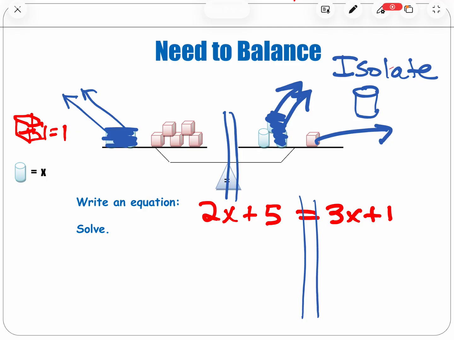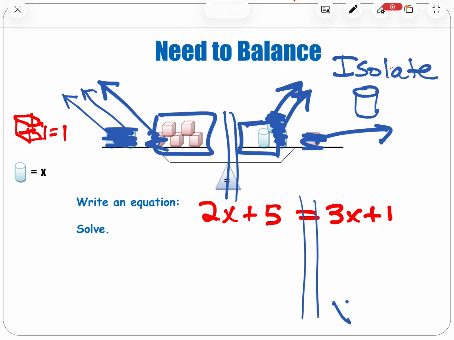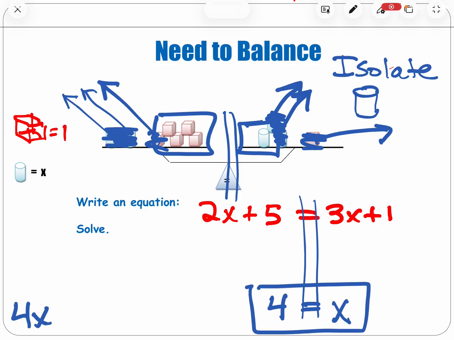Now I'm no longer balanced, so I would need to take one off of this side. And now I would have 1 barrel, 4 blanks. So what does that mean 1 barrel equals? 4. X equals 4. Same as 4 equals X. Does everybody make sense?